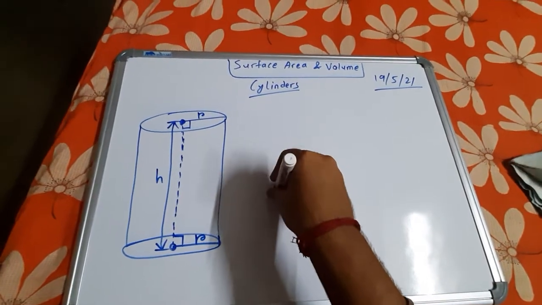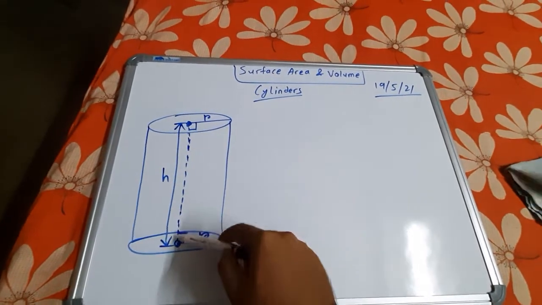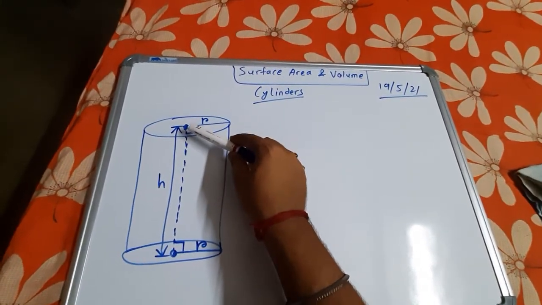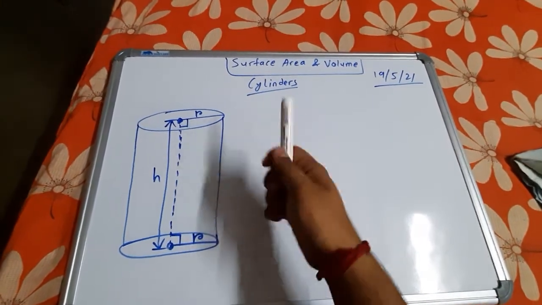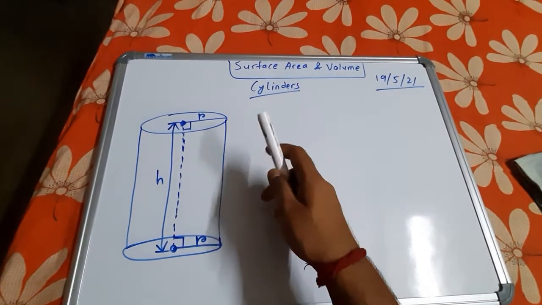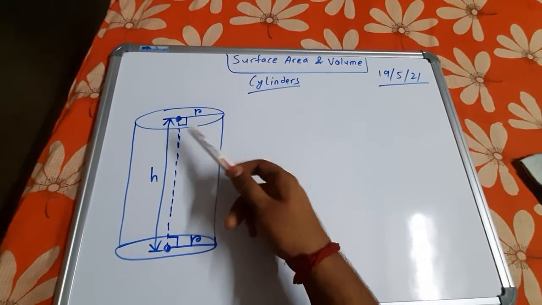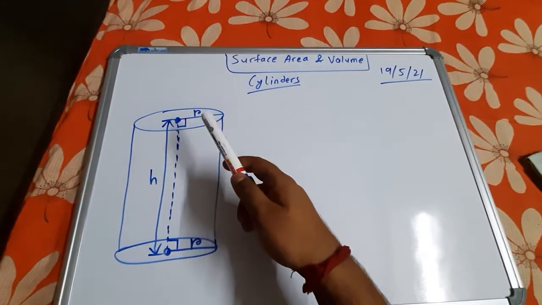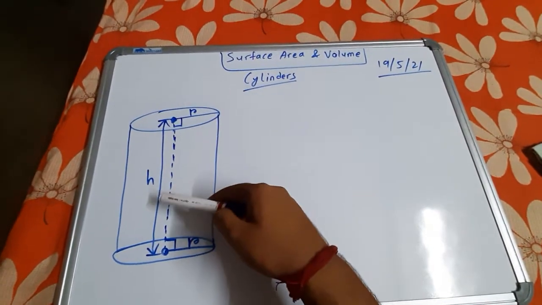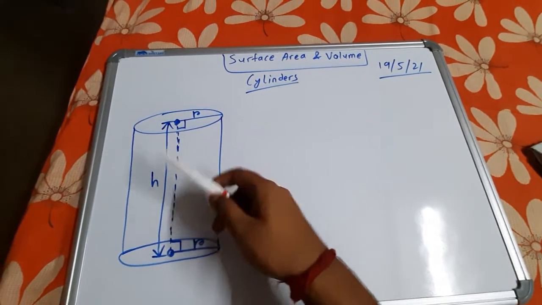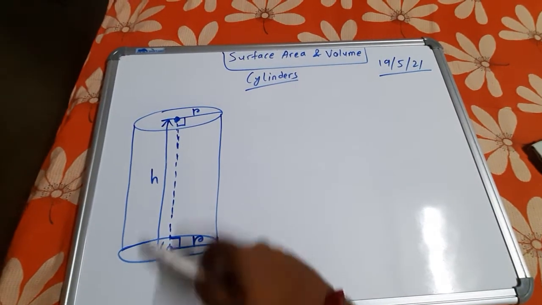Now we can imagine a dotted line joining the centers of the two circles. This is an imaginary line, and it is also called the axis of the cylinder. The distance between the center of the top circle and the center of the bottom circle is represented by h, for height. This is the height of the cylinder. So this is the radius of the circle of the cylinder, and this is the height of the cylinder.